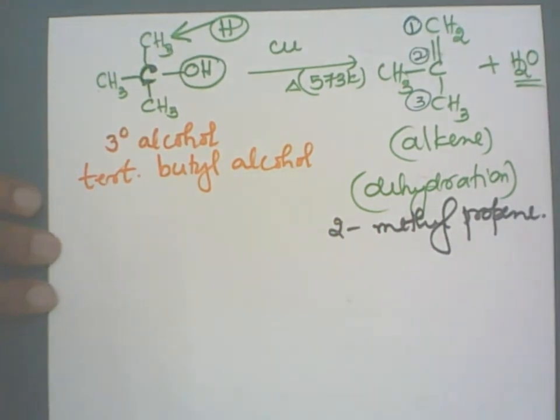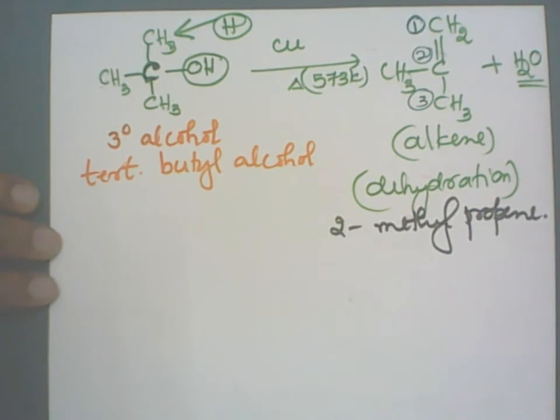So we have studied the mechanism of dehydration of the alcohol. Then you have studied oxidation using mild oxidizing agent, and third one is the dehydrogenation using the copper. Tertiary alcohols do not undergo dehydrogenation, but they undergo dehydration to give alkene as the product. Okay, right? Clear?